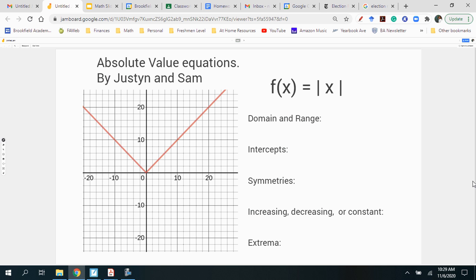Would it decrease from, what would it be? So it would decrease from negative infinity to 0. Okay, yeah.